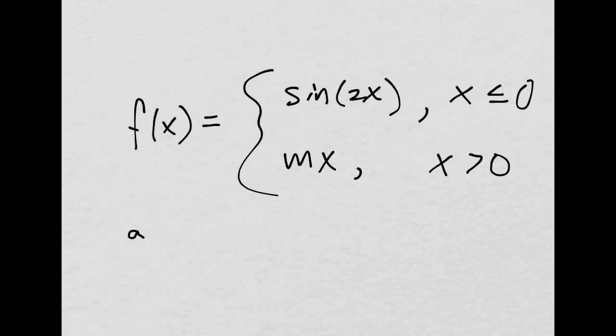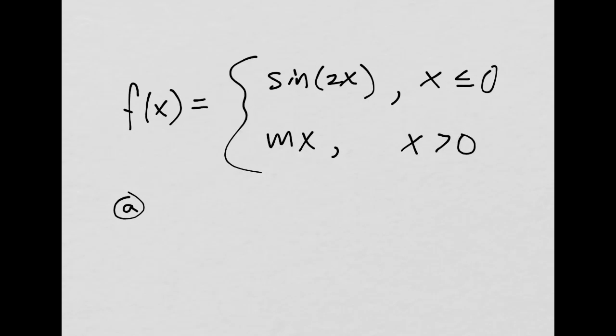So on this question, for part A, it says, for what values of the constant m is the piecewise function continuous at 0? Well, to be continuous, I need the limit from the left side to equal some number. So what is the limit as x approaches 0 from the left side of sine 2x? As x approaches 0, this goes to 0, and I get sine of 0 is 0. So that gives me 0.